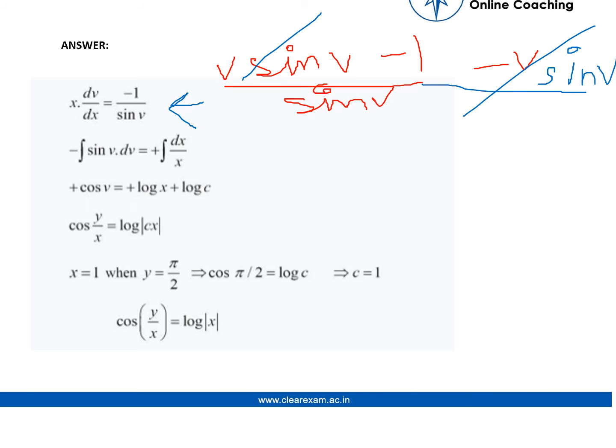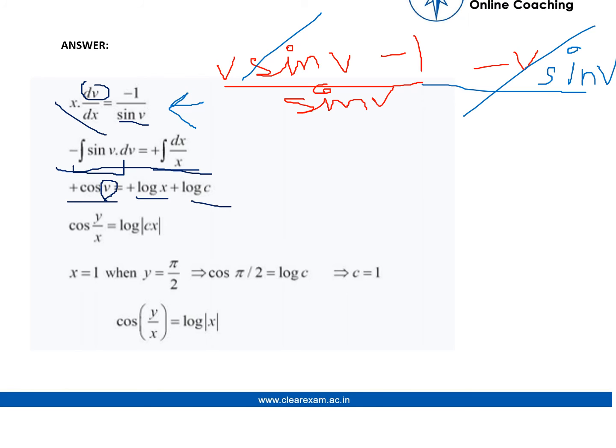As we've already simplified it to the most, we'll be integrating it. So we've rearranged that dv and sin v come on the left side and dx on one side. So integrating minus sin v dv, we get plus cos v, because integration of sin v is equal to minus cos v and minus minus becomes plus. And here for dx by x we get log x plus log c.